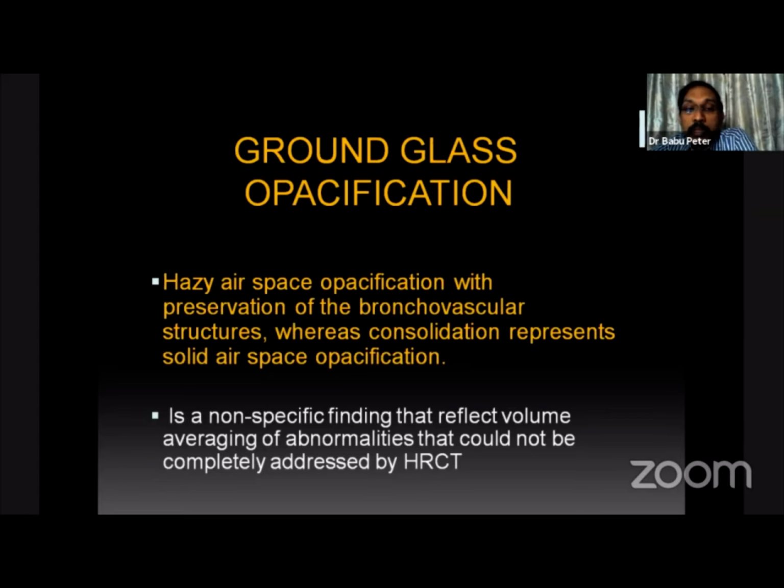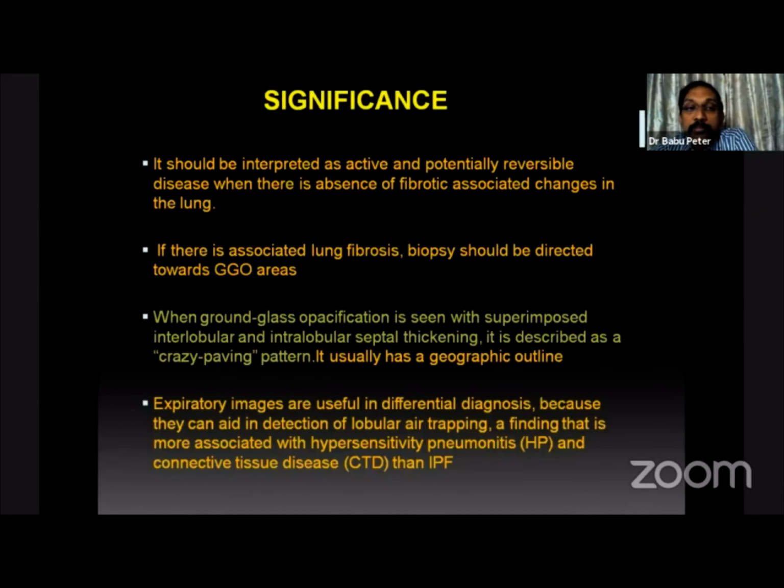It reflects abnormalities, which is a volume averaging of abnormalities which cannot be completely seen with the naked eye and which cannot be completely addressed by HRCT. Typically, there is a hazy airspace opacification with preserved bronchovascular structures. In consolidation, there is a solid airspace opacification. So what is the significance of ground glass opacification?